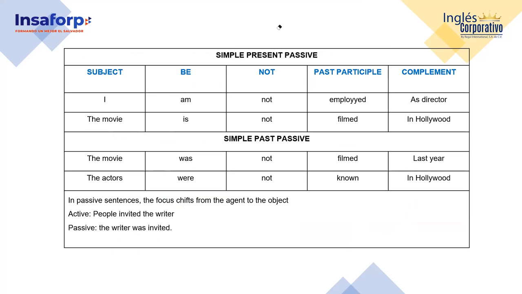For example, I have in this table the simple present passive, and also the simple past passive. We are going to understand that if we have a passive sentence, it is because we have an active sentence. We have active voice, passive voice. That is what we have. Let us try to understand that first. I have one example for active, and one example for passive. Let us compare and see the difference.